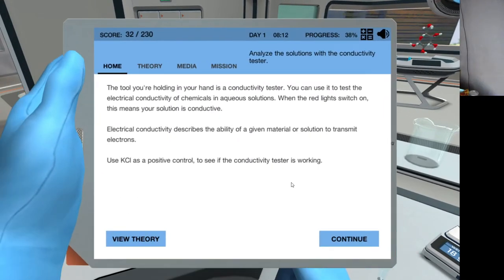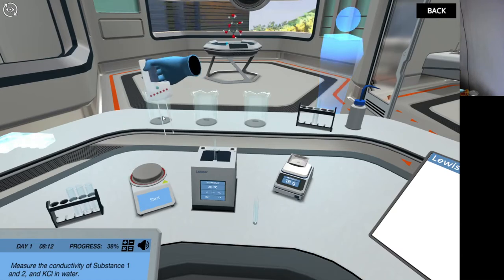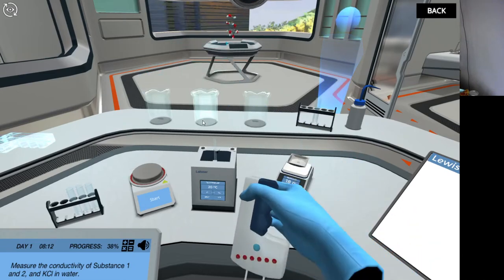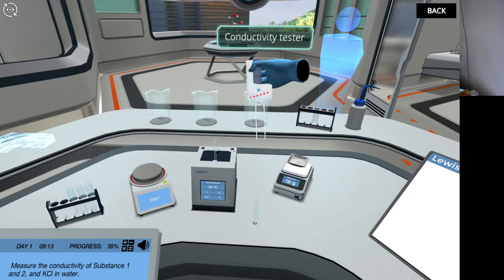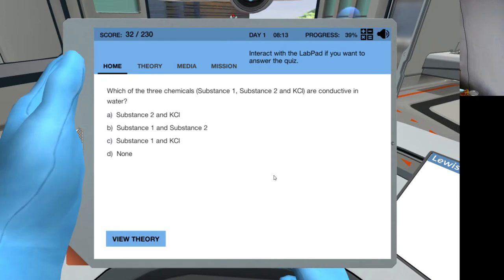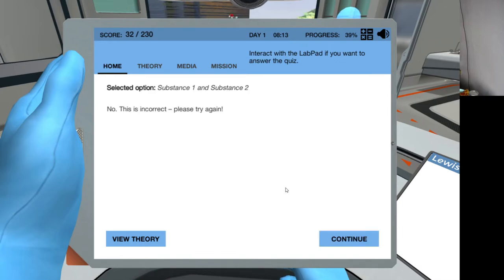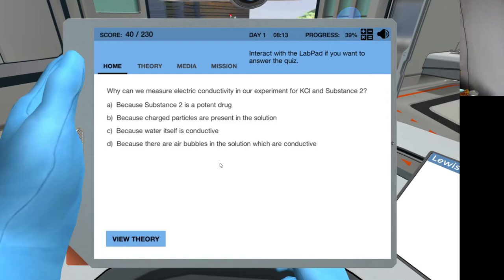I click on the conductivity tester. The tool you're holding in your hand is a conductivity tester. You can use it to measure the conductivity of substance 1 and 2, and KCl in water. Put the conductivity tester back. Which of the three chemicals are conductive in water? I didn't even get to see what it was. Well done. Why can we measure electric conductivity in our experiment for KCl and substance 2?